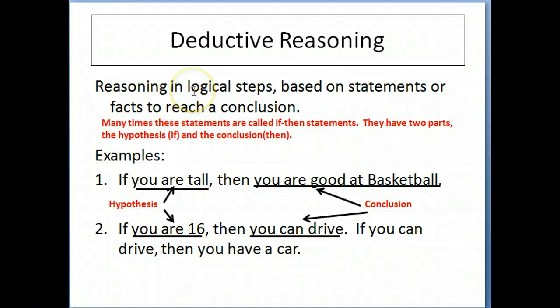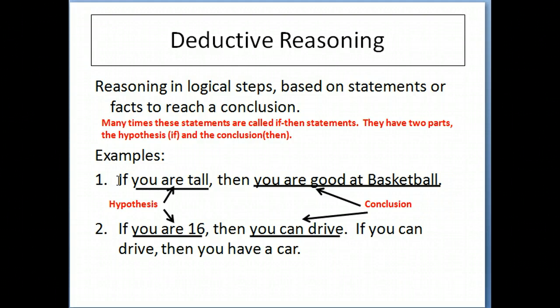Deductive reasoning might look like this. We have two different forms that we usually use in geometry of deductive reasoning. One of them, and again, deductive reasoning is using logical steps based on a fact to reach a conclusion. Many times we use if-then statements. We talked about if-then statements in previous examples, and what if-then statements do is they give us a law to go by so that we can reach a conclusion.